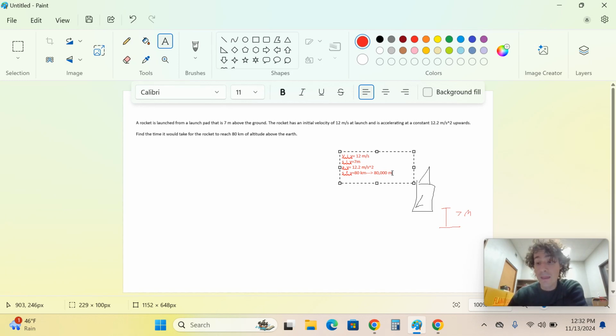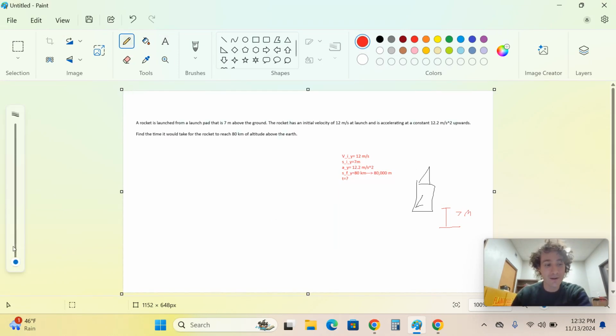Yay. Okay, and then you say, what equation, or rather, what am I looking for? The problem says find the time. So I'm probably looking for t. How much time? Okay, and hopefully you're looking at this and saying, I know exactly what equation to use. And that equation is our very nifty kinematics equation.